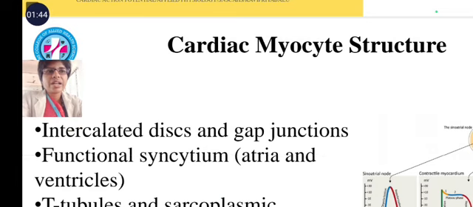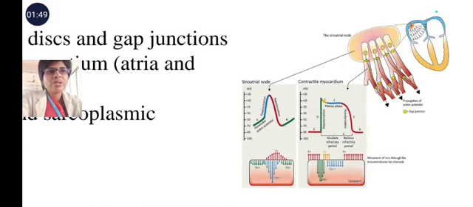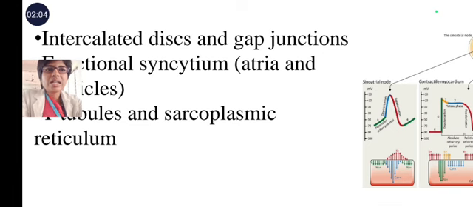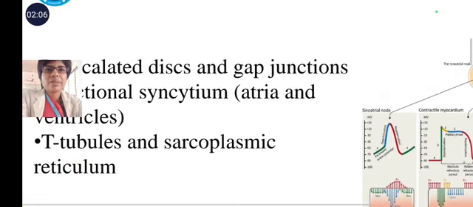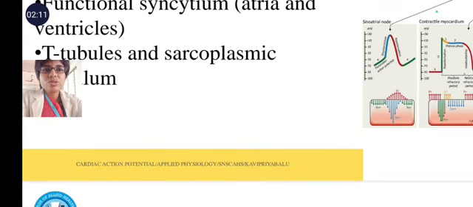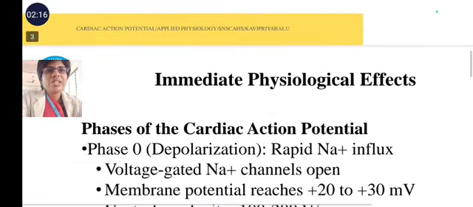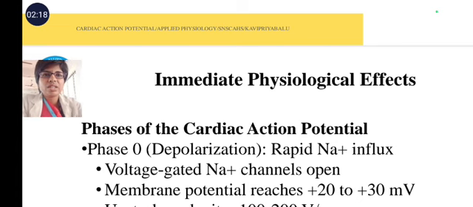And again this is the cardiac myocyte structure. This is the cardiac myocyte. It has a gap junction, so in between there the exchange of ions happens. So we can observe the action potential, that is depolarization and repolarization. See, intercalated discs and gap junctions are present in the cardiac myocyte, and the functional syncytium, that is atria and ventricle. It has T tubules and sarcoplasmic reticulum. Now we are going to see the phases of the cardiac action potential.